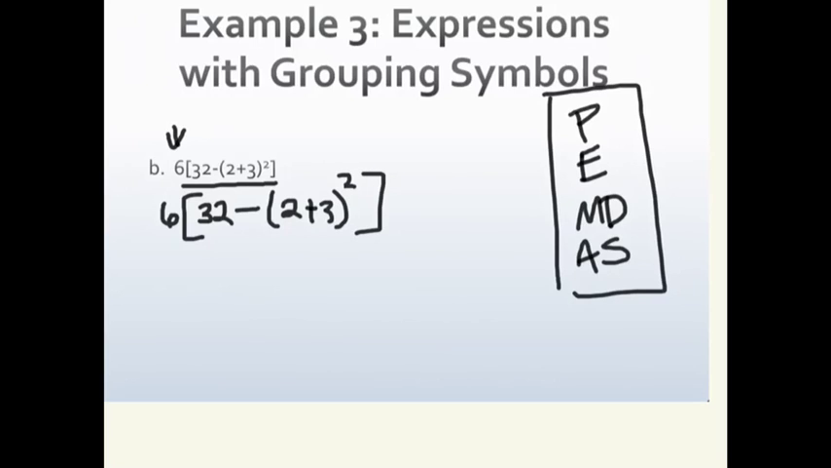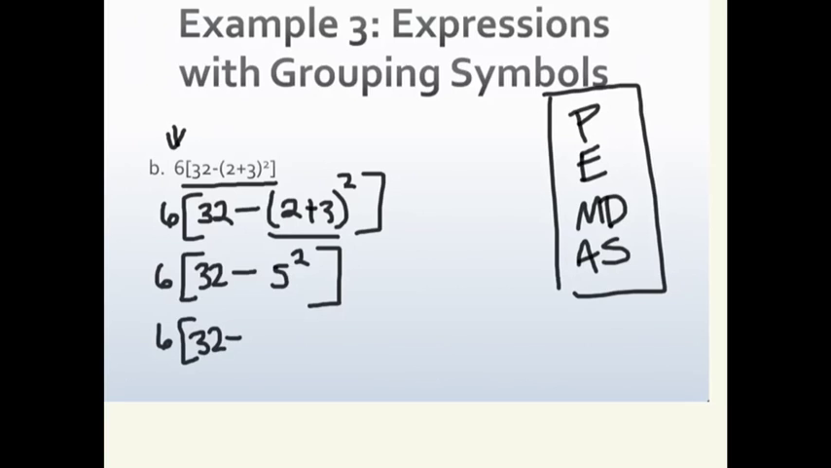So what this means is I'm going to do what's in the brackets first. I'm going to ignore the 6 for a little while. And when I get inside the brackets, I see I've got parentheses. So I'm going to deal with that first. I'm bringing the 6 down. I'm bringing everything down just to see that nothing else is changing except 2 plus 3 is going to become 5. And that's to the second power. And again, I'm still working within the bracket. Still working within the bracket, I've got to do the exponents within the bracket. So 6 times 32 minus 5 to the second power is 25. That's 5 times 5. Now I'm going to do subtraction.